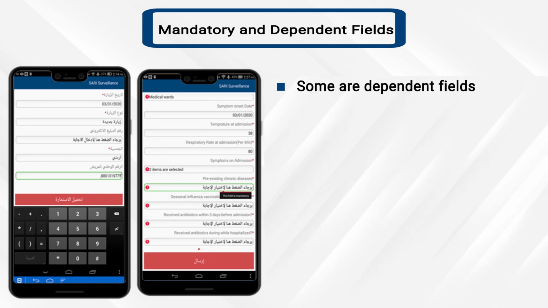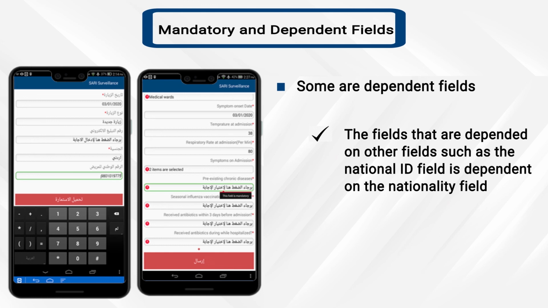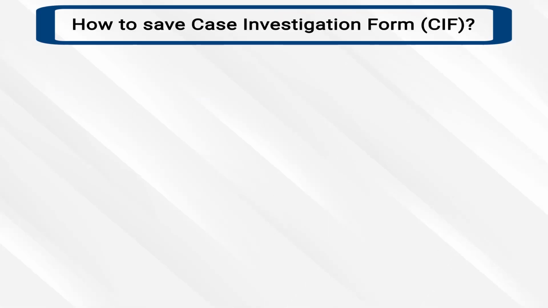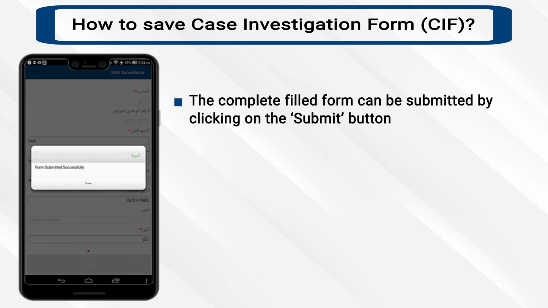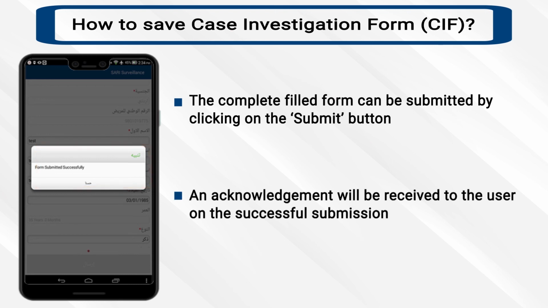Some are dependent fields. These are fields that depend on other fields, such as the national ID field, which is dependent on the nationality field. The completed form can be submitted by clicking on the Submit button. An acknowledgement will be received by the user on successful submission.